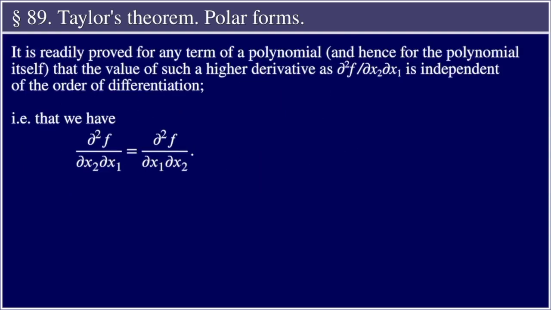It is readily proved for any term of a polynomial, and hence for the polynomial itself, that the value of such a higher derivative as d squared f over dx sub 2 dx sub 1 is independent of the order of differentiation, i.e. that we have d squared f over dx sub 2 dx sub 1 is equal to d squared f over dx sub 1 dx sub 2.